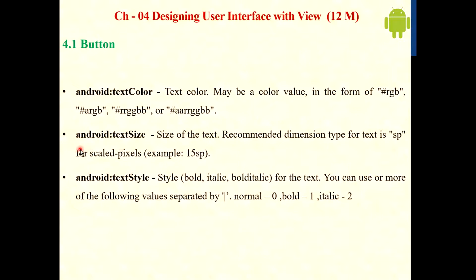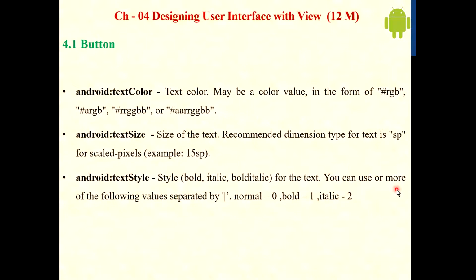Next attribute is android:textSize. This attribute is used to set the size of the text, and the recommended dimension type for text is sp, that is scale pixel. Okay, so we can define it in sp. Example is 15sp. So to set the text size we use this attribute. Next one, android:textStyle. Okay, style means bold, italic, bold italic. So to set the style of the text we use this attribute.